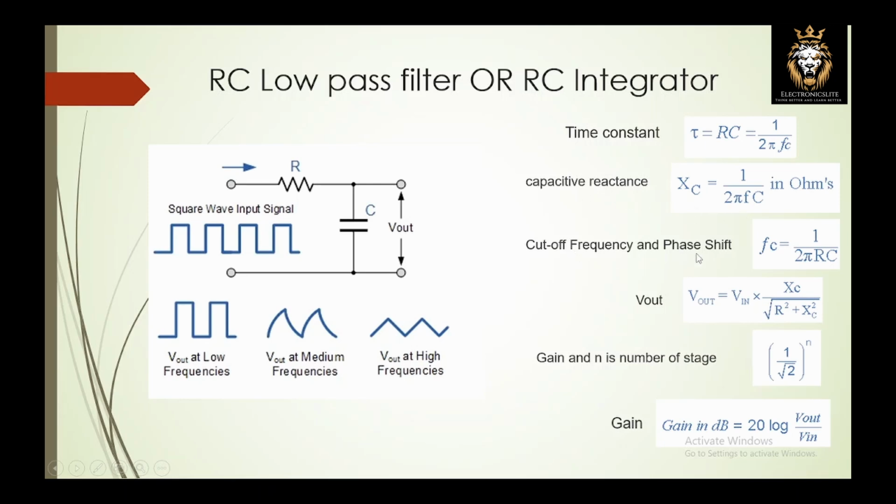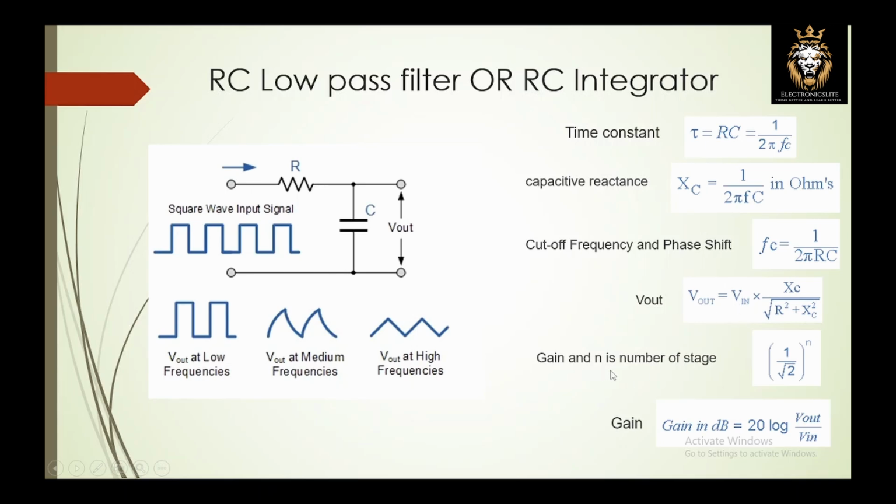Then the cutoff frequency is also mentioned here. Cutoff frequency and phase shift: FC equals 1 by 2 pi RC. So we know the RC value, and we use it and found this answer. And then Vout equals Vin multiplied by XC divided by root of R square plus XC square. Then we easily found this one also, because we know all the values.